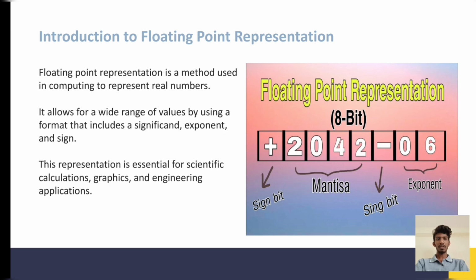Introduction to floating point representation. Floating point representation is the method used in computing to represent real numbers. It allows for a wide range of values by using a format that includes significand, exponent, and sign. This representation is essential for scientific calculations, graphics, and engineering applications.